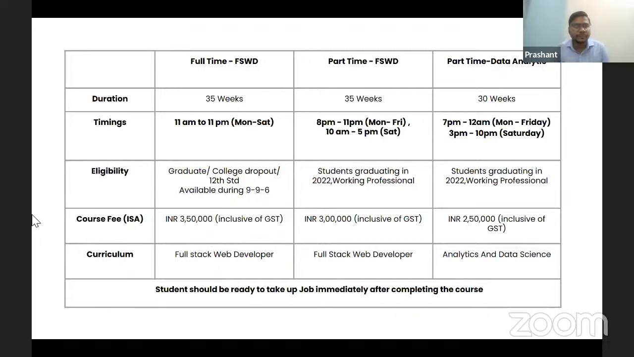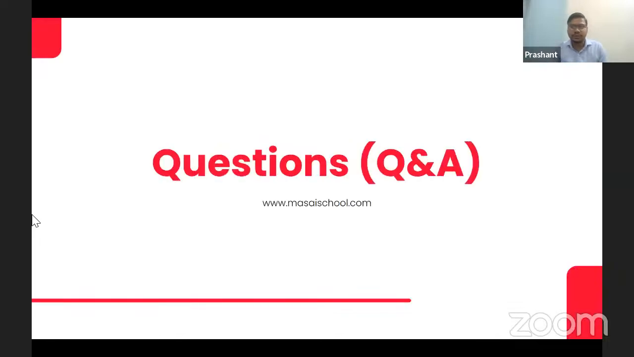Talking about the course fee, it is 3.5 lakhs inclusive of GST for full stack web development full-time. For full stack web development part-time, it is 3 lakhs inclusive of GST, and for part-time data analytics, it is 2.5 lakhs inclusive of GST. For the curriculum, full-time and part-time web development follow the full stack web developer or MERN stack curriculum, and part-time data analytics follows analytics and data science. Also, very important, students should be ready to take up a job immediately after completing the course.